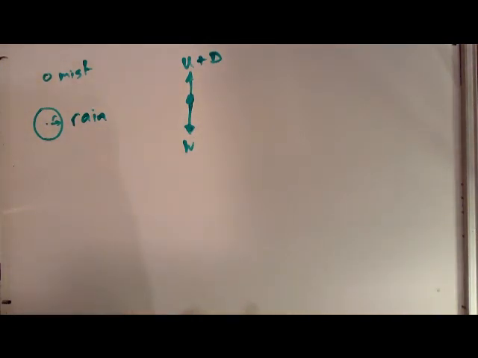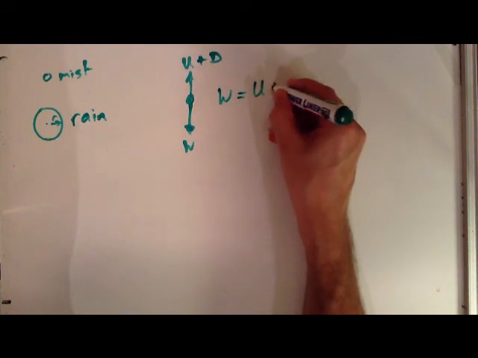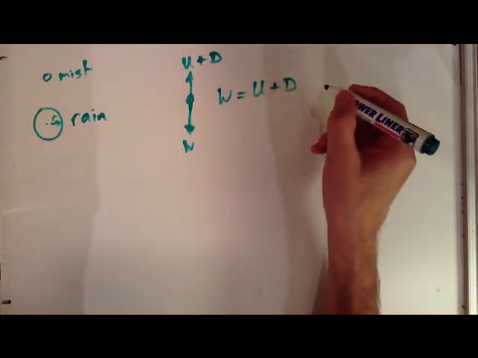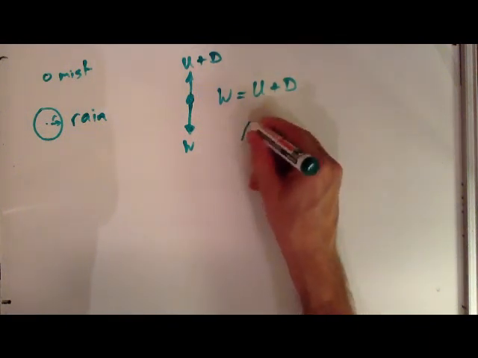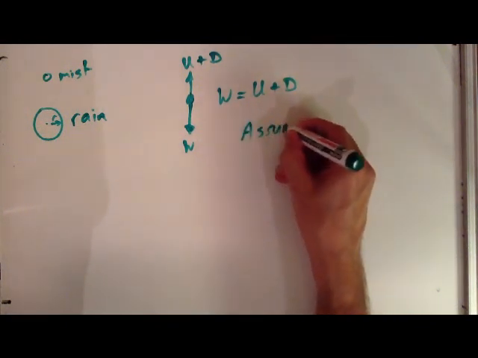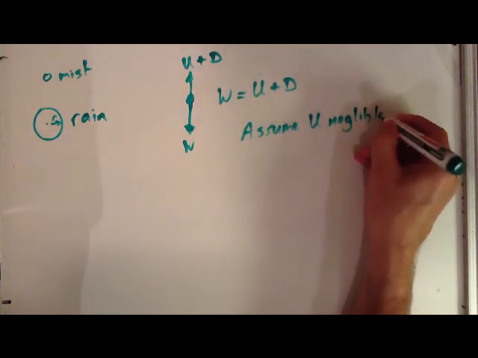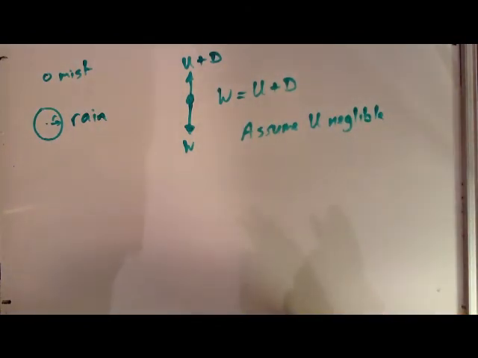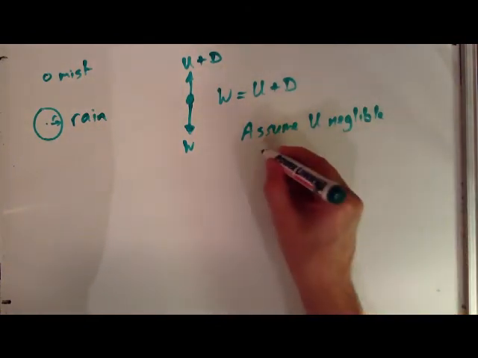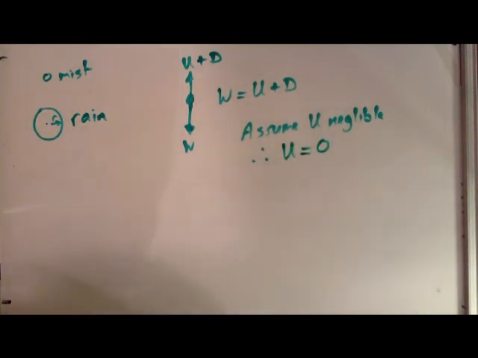Let's just check out what's going to happen at terminal velocity. At terminal velocity, we know that weight is going to be equal to upthrust plus drag. Now the upthrust is going to be negligible, so let's assume U is negligible. We can probably make that assumption because the air, in terms of density, is so much less than water. So therefore, U equals 0. That's the assumption we're making, and we could do this without making that assumption, but it'll just help a little bit.